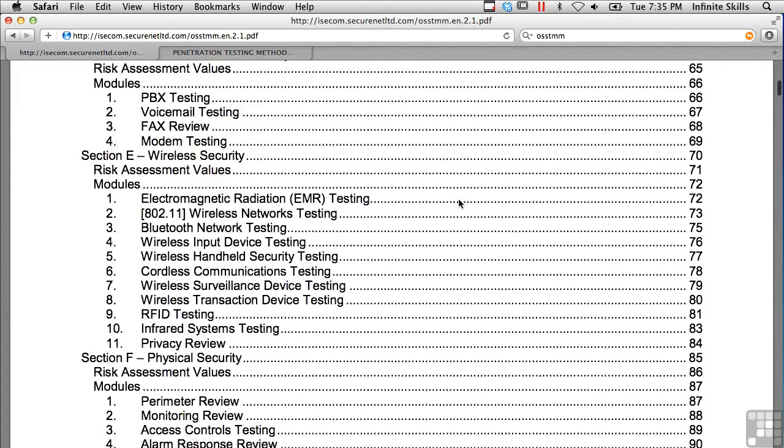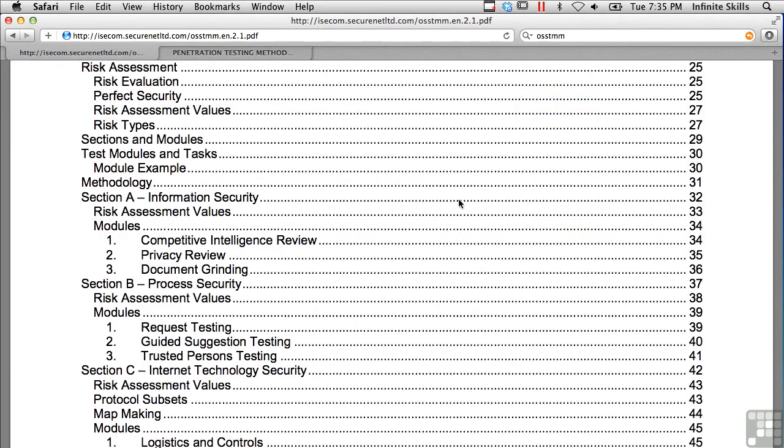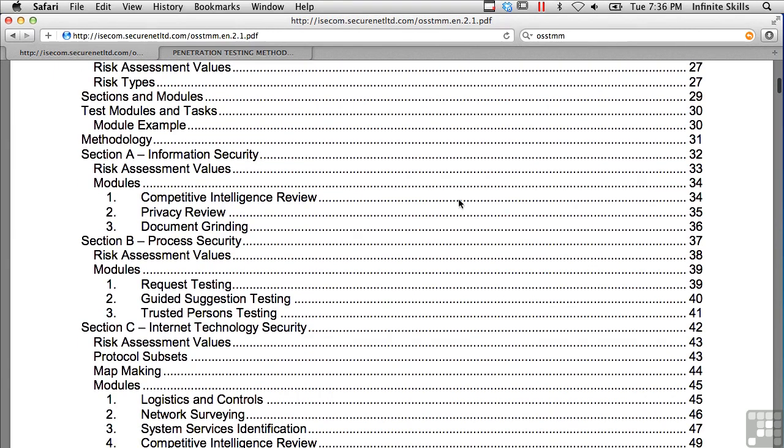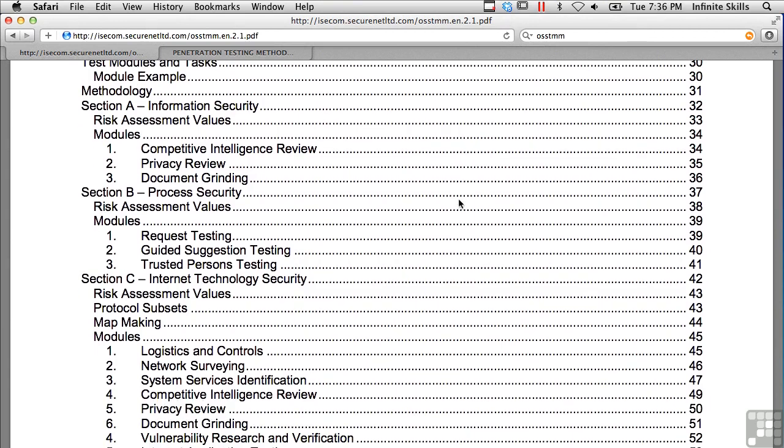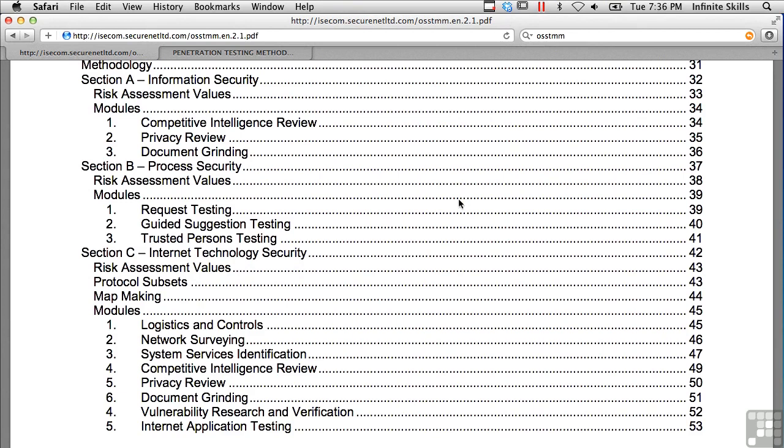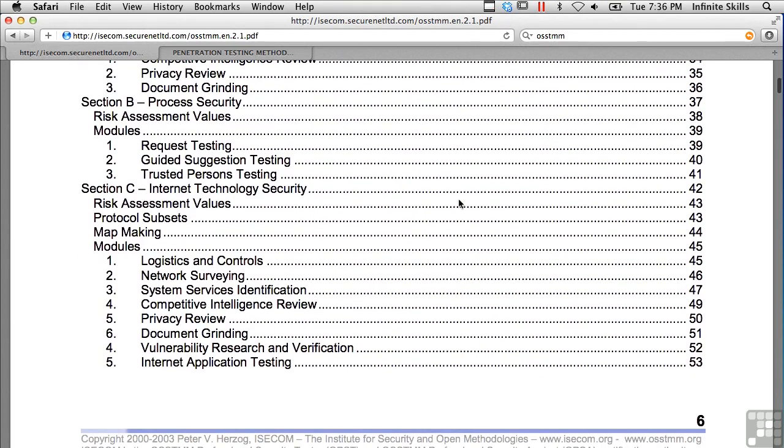But let's take a quick skim through the table of contents. Section A is information security, and they talk about doing a competitive intelligence review and a privacy review and just document grinding. And document grinding is getting architecture documents and policies and procedures and any sort of documentation that you can get from your client or your target, and just digging through it to see what you can find and what you can learn. Section B is about process security. It talks about risk assessment values, and they talk about request testing and guided suggestion testing and trusted persons testing, and those are three different types of testing that they have guidance around.